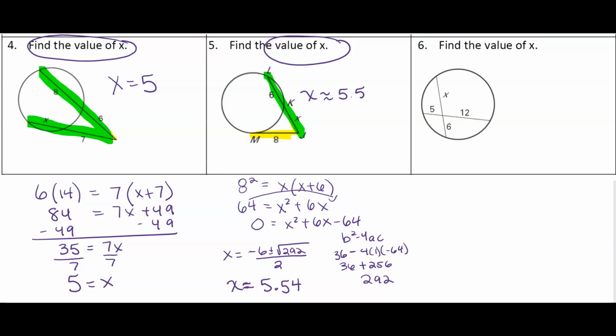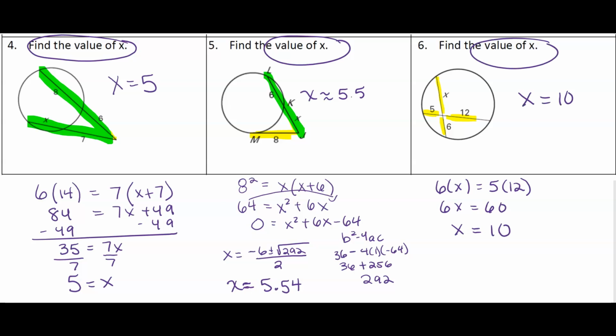Now for this last one, it's chords inside. So we need to do part times part equals part times part. So for this one, it's going to be 6 times x equals 5 times 12. So it's going to be 6x equals 60. X is going to be 10. Find the value of x.